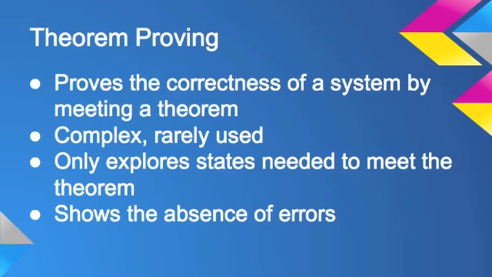Another formal method is theorem proving. Theorem proving proves the correctness of a system by meeting a specific theorem. Theorem proving is more complex than model checking and is therefore rarely used. It only explores states needed to meet the theorem, but it also shows the absence of errors.